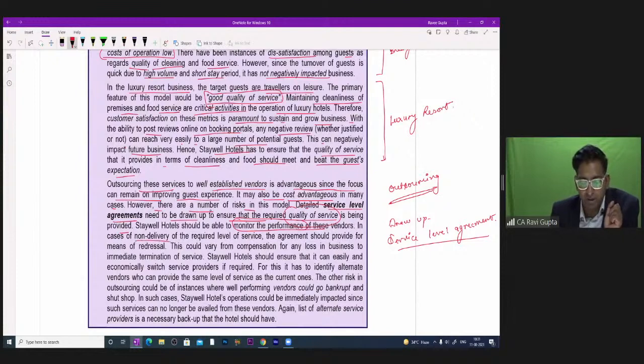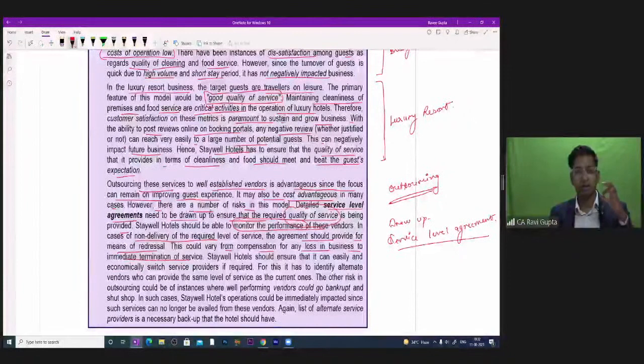In case of non-delivery of the required level of service, the agreement should provide for means of redressal. That means if the required level of services are not provided, then what should be done? The agreement should provide for the means of redressal, how it should be dealt with, what should be the penalties. This could vary from compensation for any loss in the business to the immediate termination of the service.